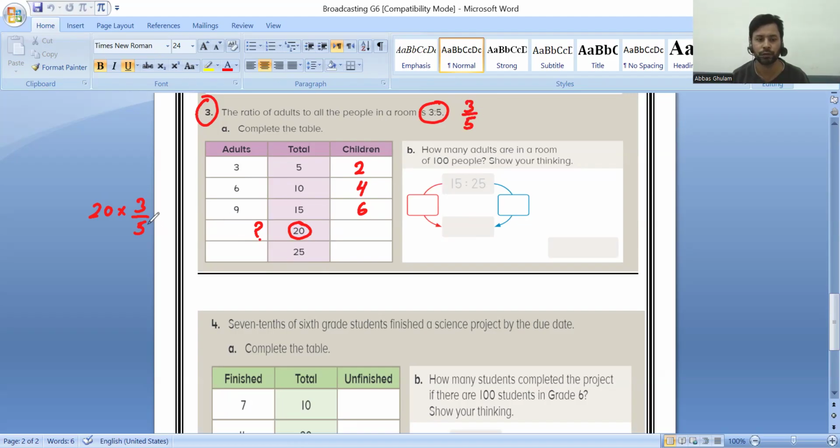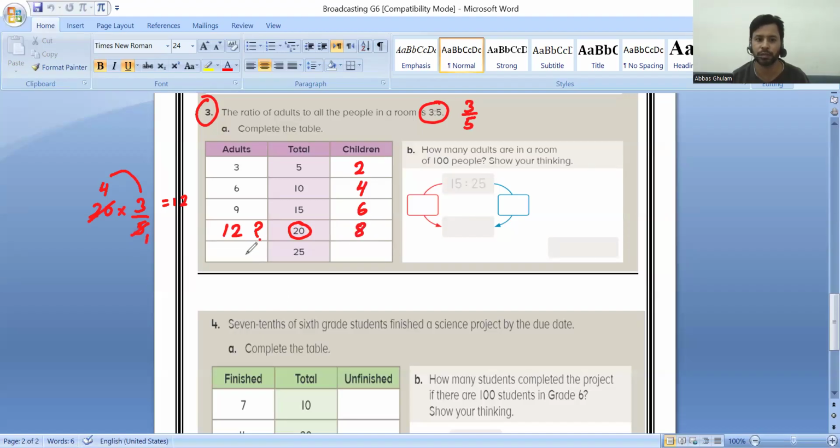So 5 multiplied by 1 equals 5. 5 multiplied by 4 equals 20. 4 multiplied by 3 equals 12. So it means we can write here 12. So 20 minus 12, that is equal to 8.